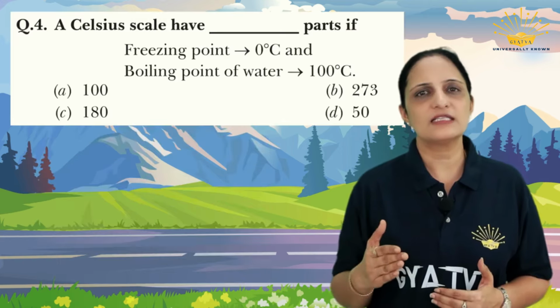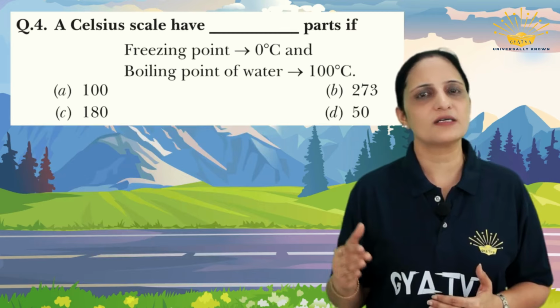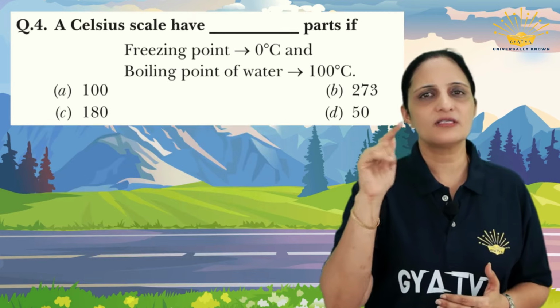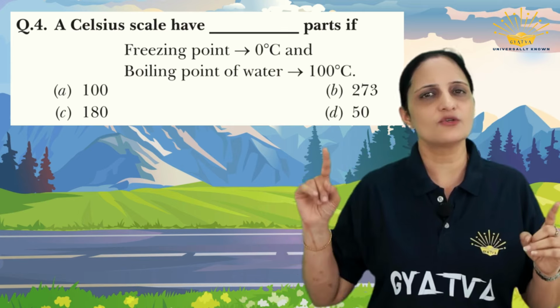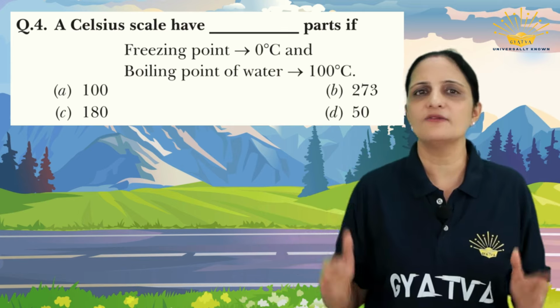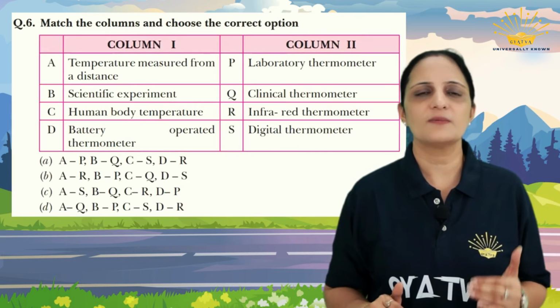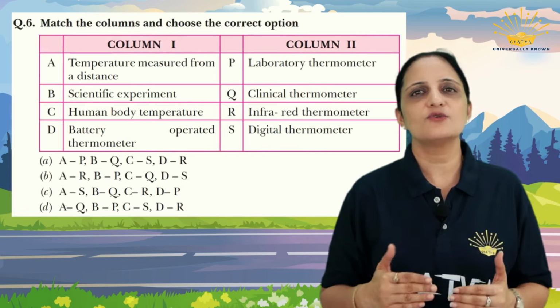Question number 4. A Celsius scale has dash parts if the freezing point is 0 degrees C and the boiling point is 100. So the range is from 0 to 100. So how many parts will it have? 100 parts. Question number 6. Match the columns and choose the correct option.